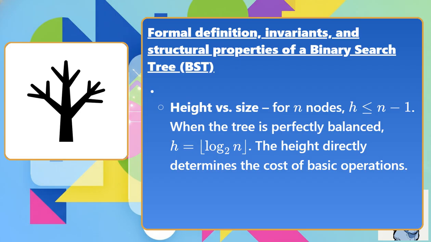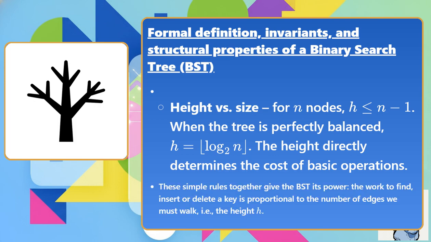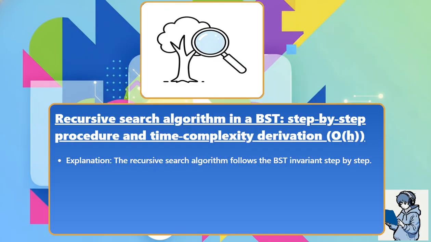Height versus size. For n nodes, h is less than or equal to n-1. When the tree is perfectly balanced, h equals the floor of log base 2 of n. The height directly determines the cost of basic operations. These simple rules together give the BST its power. The work to find, insert, or delete a key is proportional to the number of edges we must walk, that is, the height h.